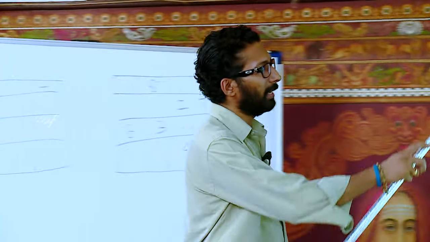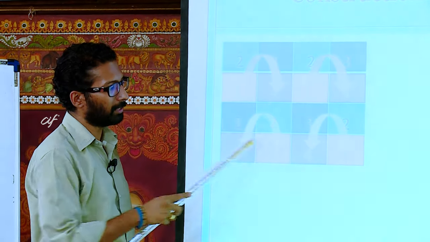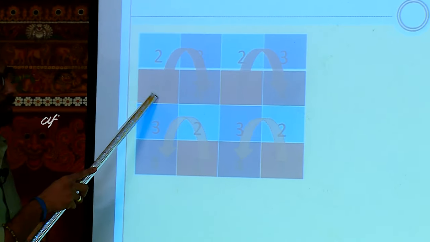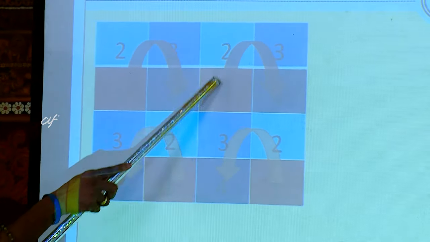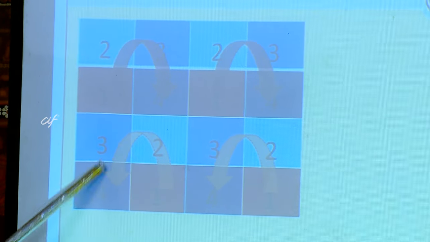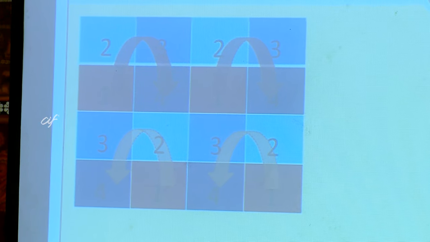Fine. Now for 4x4 also, Narayana Pandita gives a folding method. Just look at how he is arranging 1, 2, 3, 4. On the dark cell it is not very visible. This dark blue is 4 and a little lighter shade is 3. So we are writing 1, 2, 3, 4, 1, 2, 3, 4. And here 1, 2, 3, 4 and 1, 2, 3, 4. So from left to right and then from right to left, 1, 2, 3, 4.